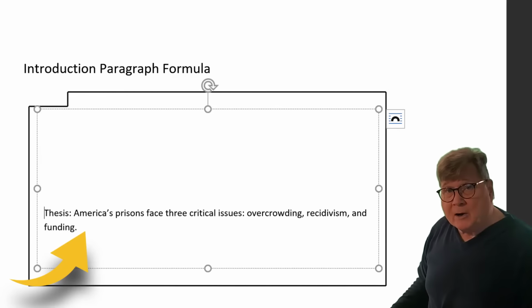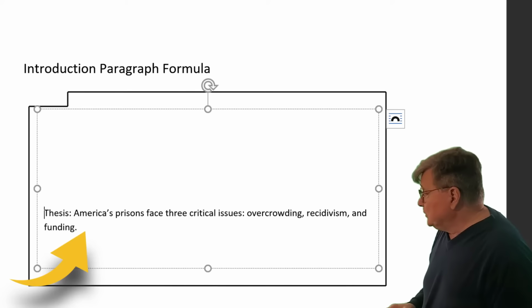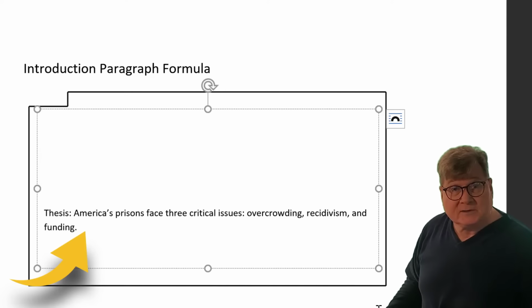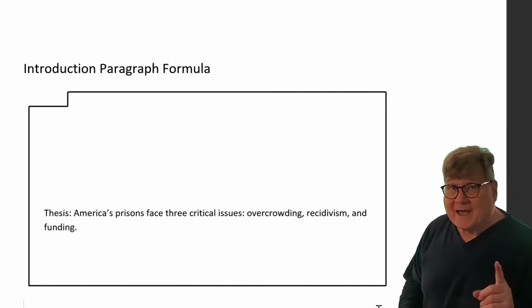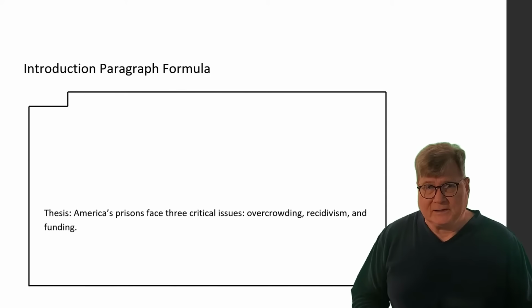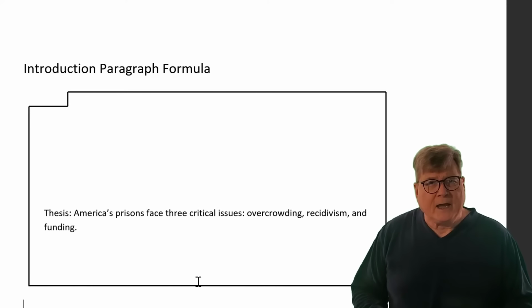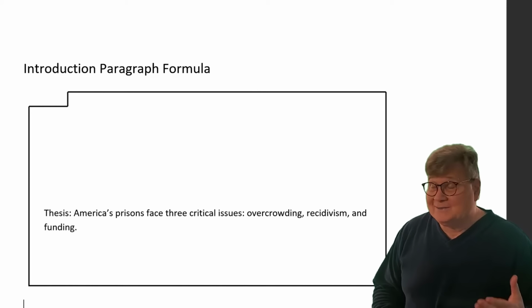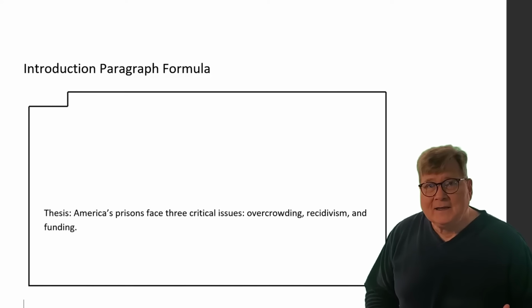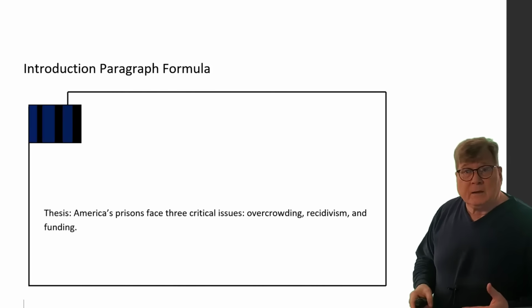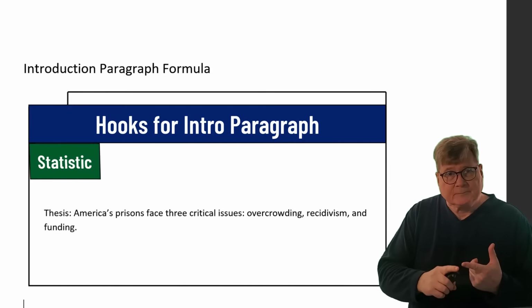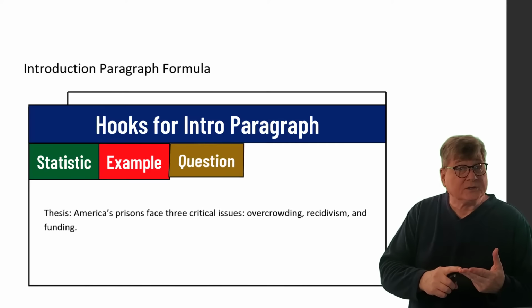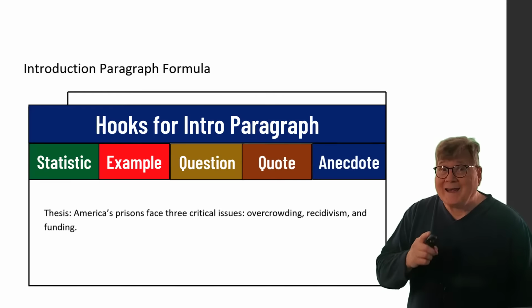Boom. America's prisons face 3 critical issues: overcrowding, recidivism, and lack of funding. That is our thesis for the entire essay. Great. Now, once you have this end point for the introduction paragraph, you know exactly where you're headed. And to get there, you simply apply one of the intro paragraph's hooks for academic writing. The basic hooks are statistic, example, question, quote, and anecdote.